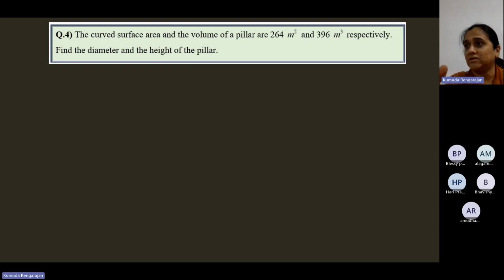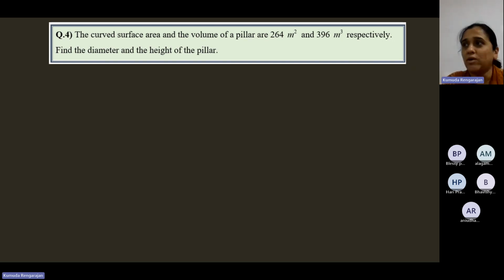But here it's not given. The curved surface area and the volume of a pillar. So now you have a doubt. Pillar, what pillar? Cuboidal or cylindrical? But later in the question, find the diameter and height of the pillar. So that clarifies the doubt we have in our mind. It is a cylindrical pillar because of the diameter.